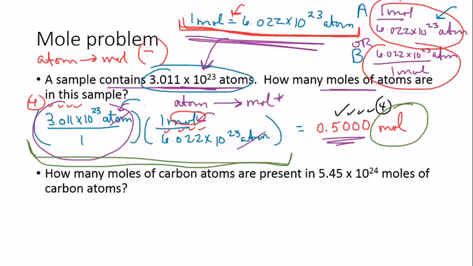Okay, so we're going to do the second one down there. So the second one looks like this. Let's see, how many moles? So we're going to moles. How many moles are there in 5.5? Oh goodness, I see I have a typo. It should just be carbon atoms. How many moles are present in 5.45 times 10 to the 24th carbon atoms? Final answer. So we're going from 5.45 times 10 to the 24th atoms.